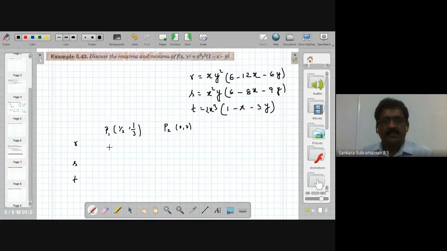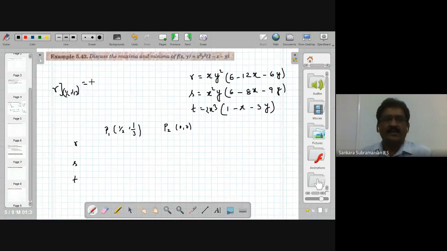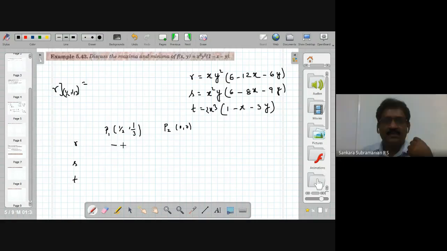This is R, this is S, this is T. For R, if I substitute x as 1 by 2 and y as 1 by 3, can you tell me the answer? I want the minus answer. 1 by 9. What is the answer? Minus 1 by 9. Is it right? Anyone?